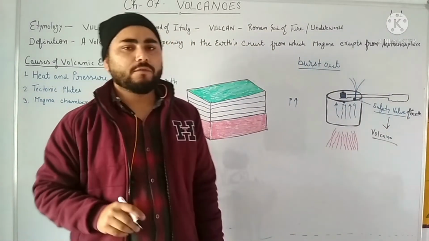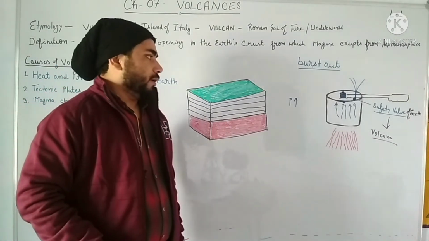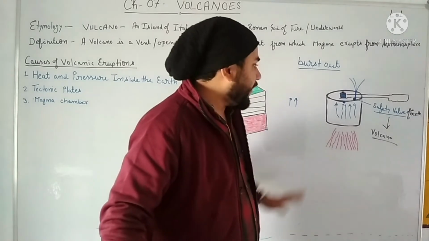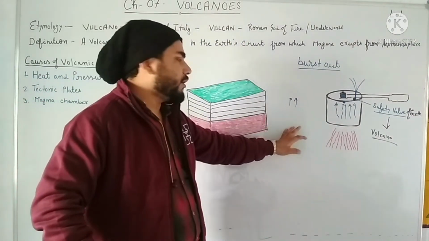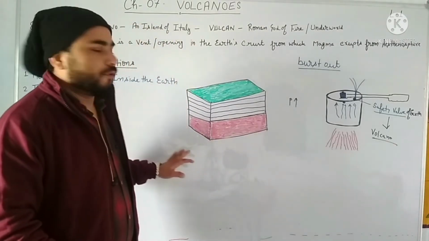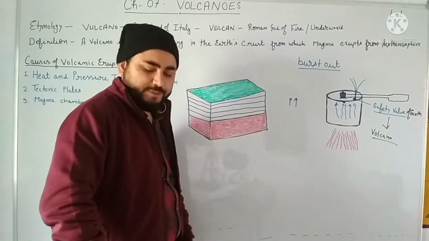Volcanoes are called the safety valve of the earth. Now I have made so many concepts clear by the example of this pressure cooker. Now it will be easier for you to understand the phenomenon of volcano and the mechanism of how it takes place.